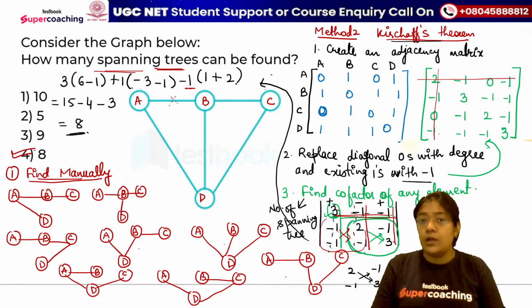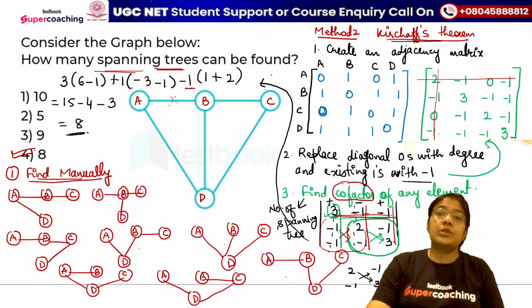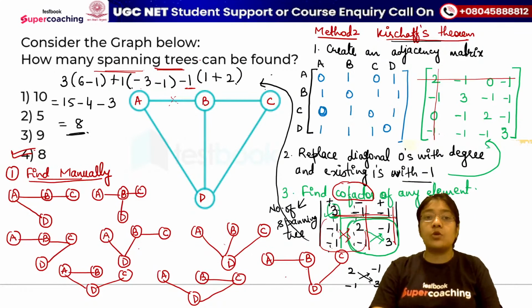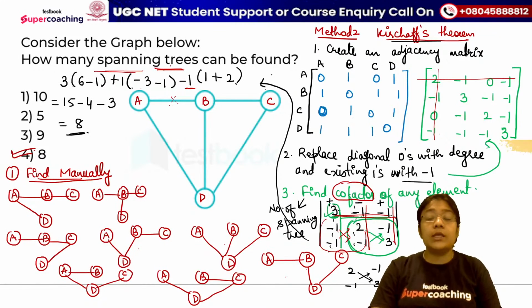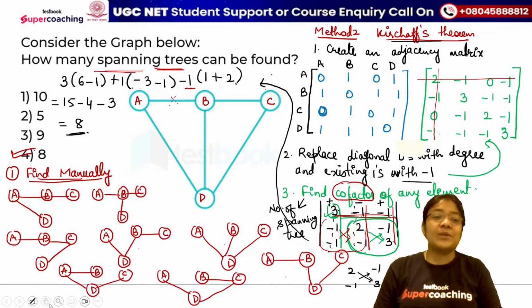Okay, so there was nothing new in this as such. The only thing is we are just finding here the cofactors. So if you are comfortable in finding the cofactors, I would suggest you use Kirchhoff's theorem in order to return the number of spanning trees, because there are no chances of making mistakes in this, provided you are comfortable with the cofactor.